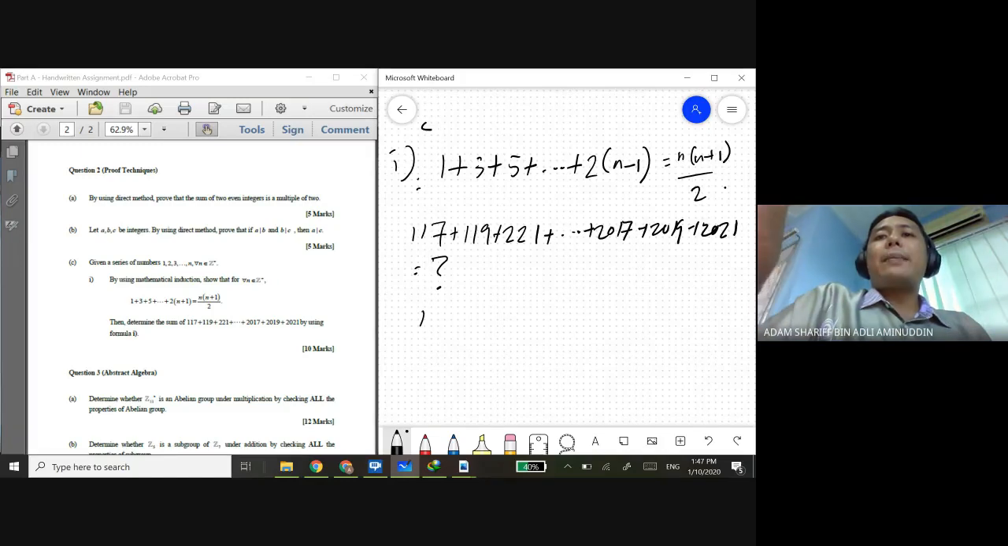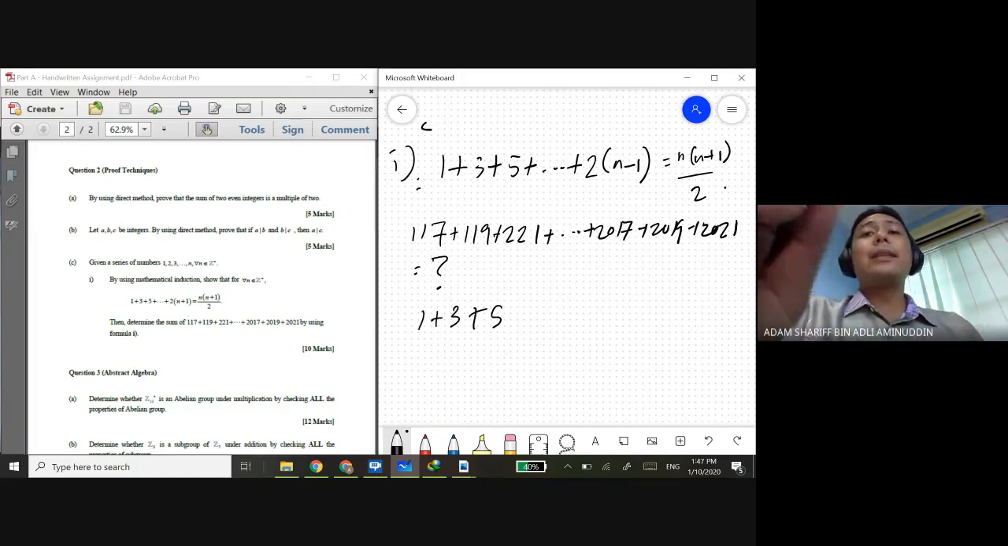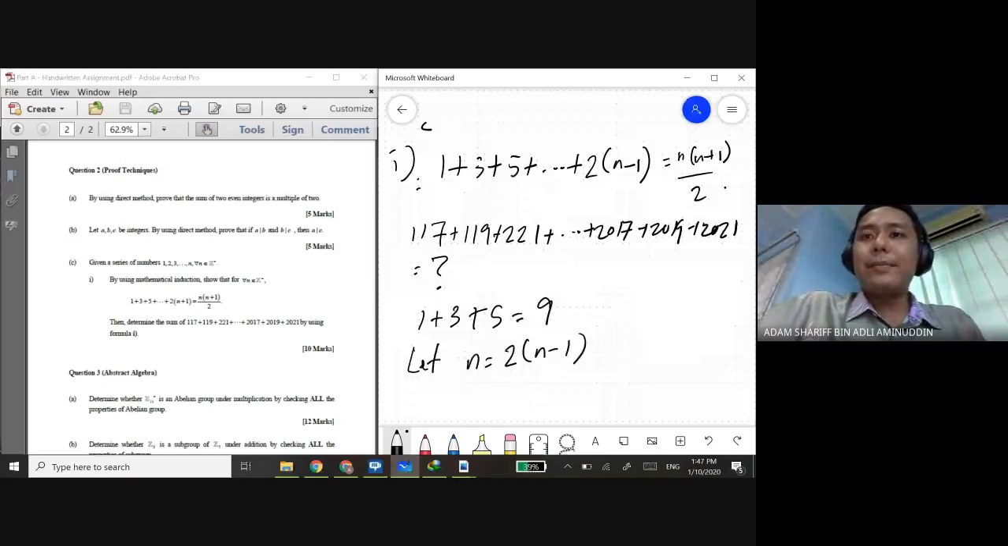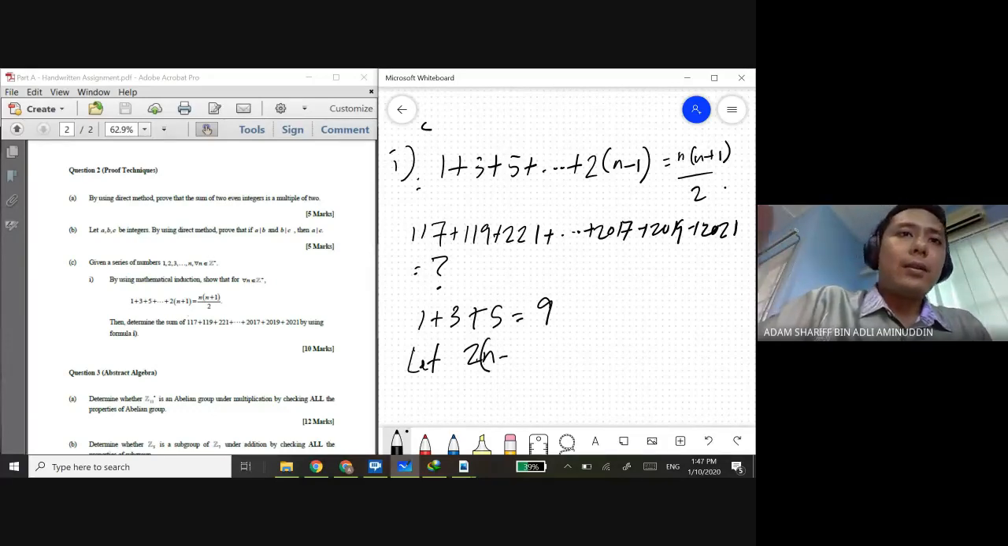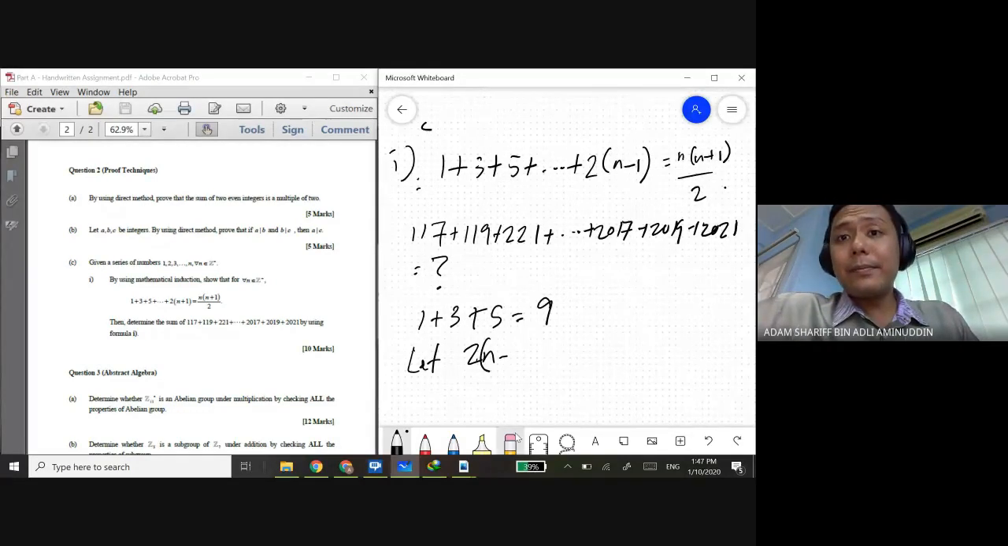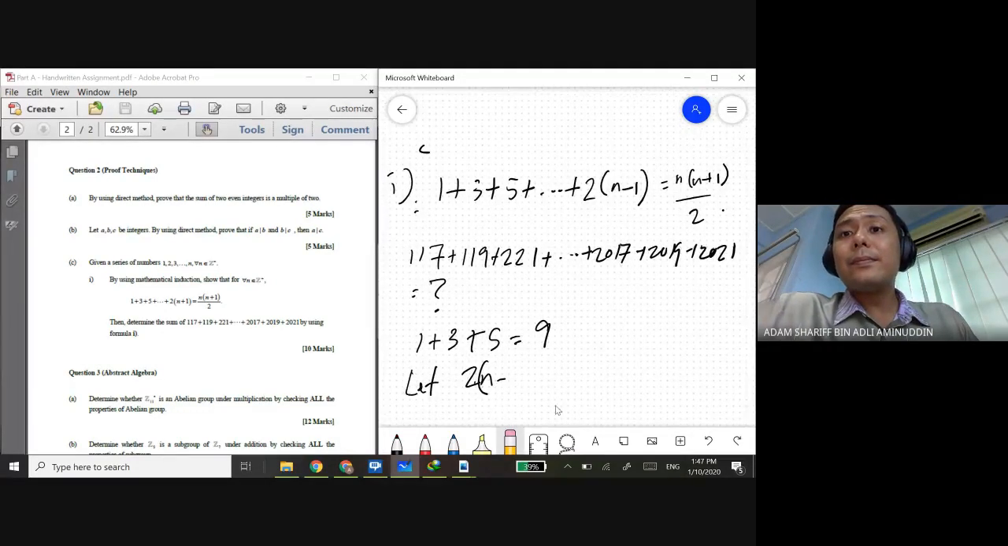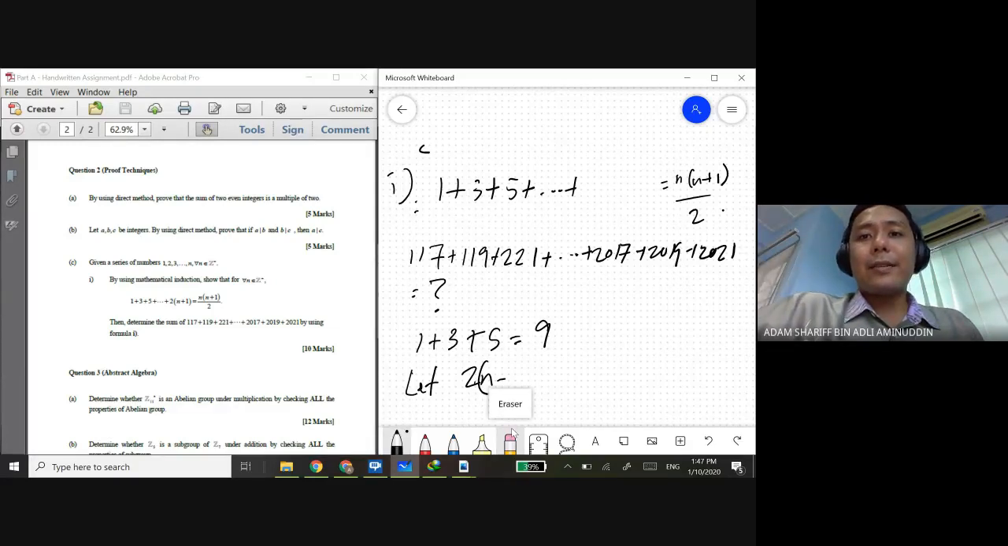Let's try to check 1 plus 3 plus 5. This is a very small series that you already know the answer will be 9. You let n equal to 2n minus 1. Wrong. You let 2n minus... I wrote this question wrongly. Wait a moment. Eraser. Let me check my notes for a moment. I wrote it wrongly.